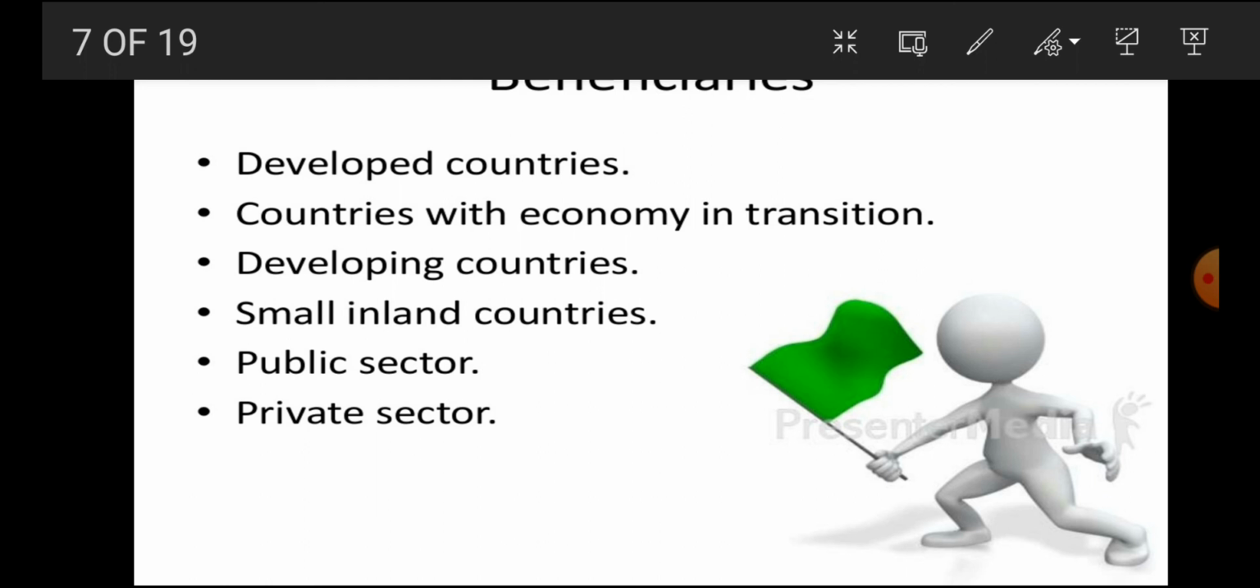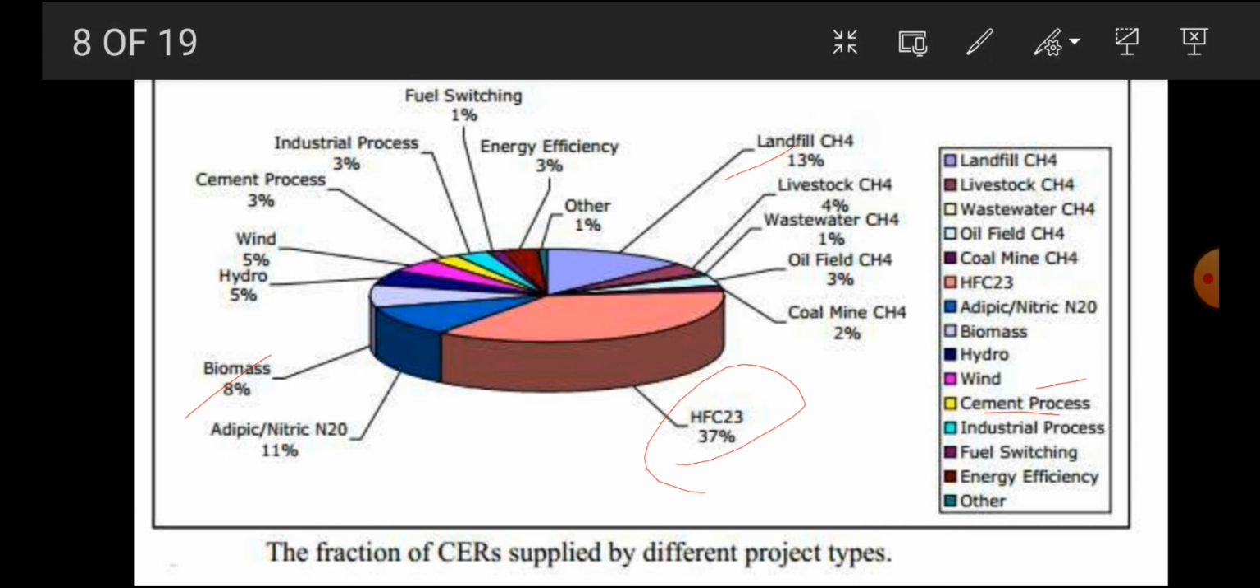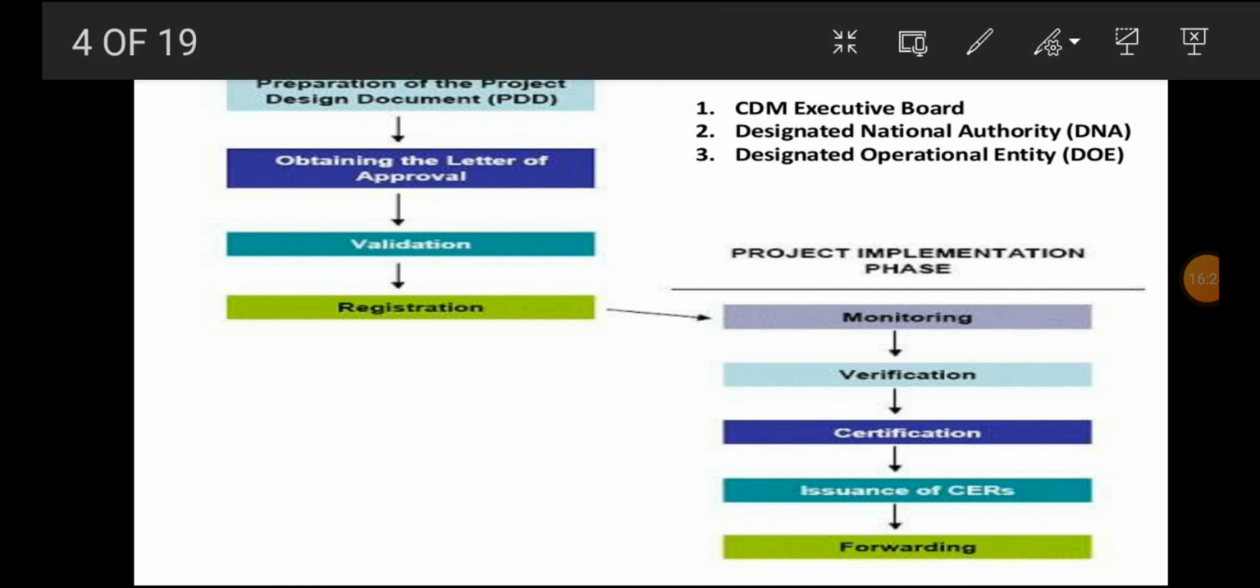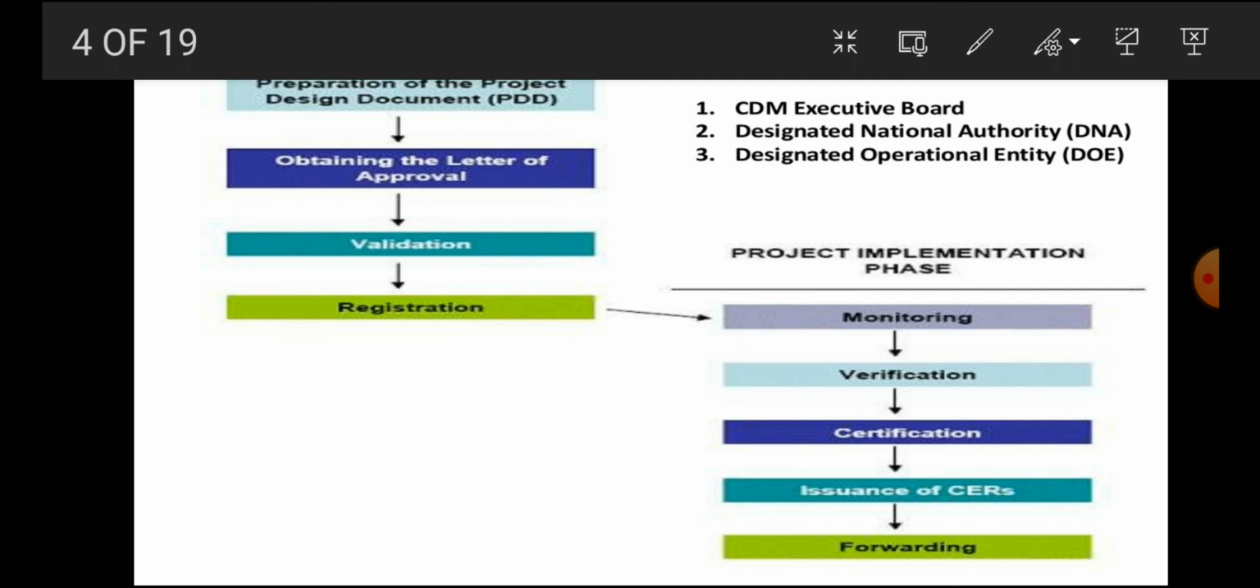Who are the beneficiaries? Developed countries, countries with economies in transition, developing countries, small island countries, public and private sectors. This chart we have seen. So, this is the workflow, how a CDM project will move. First is the project development phase, the preparation of the project design documents, then obtaining the letter of approval, then validation, and then registration.